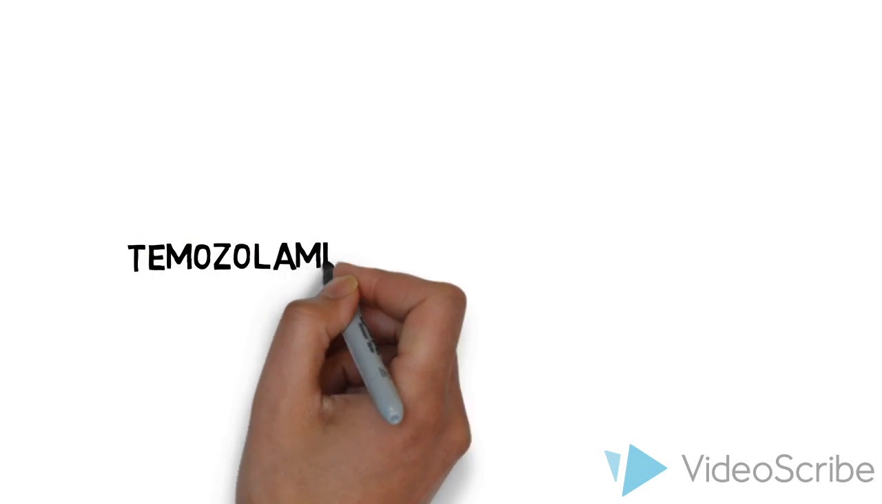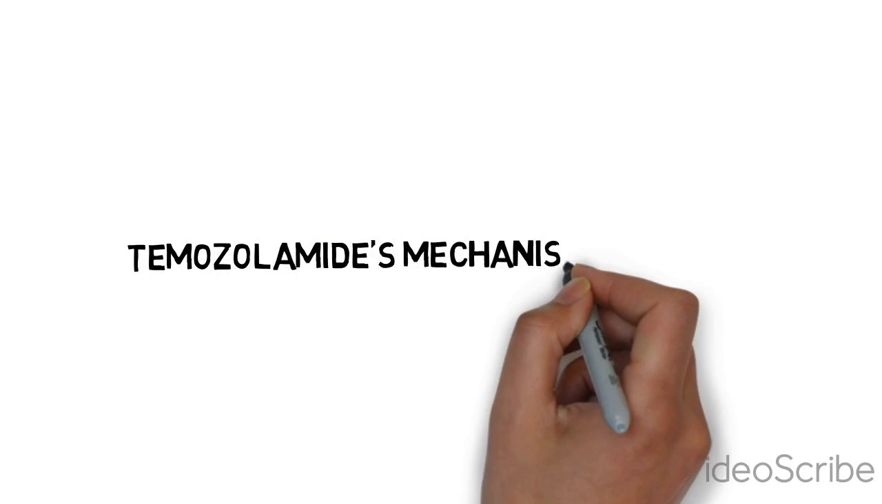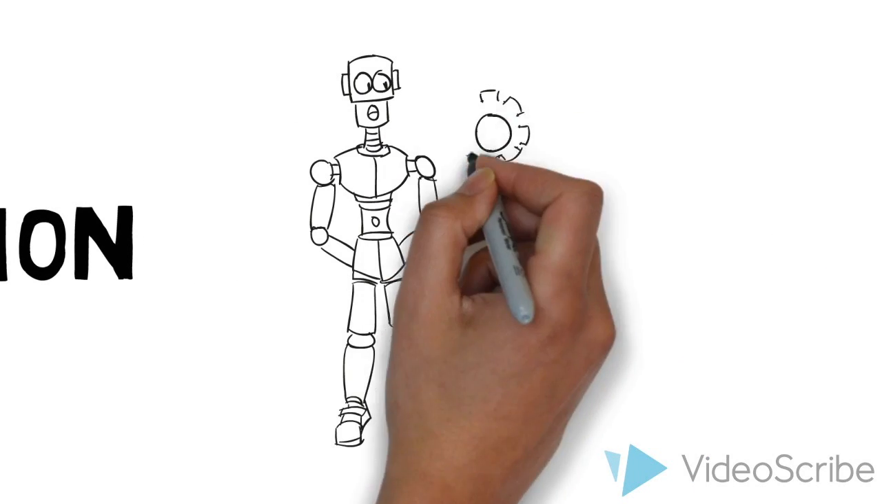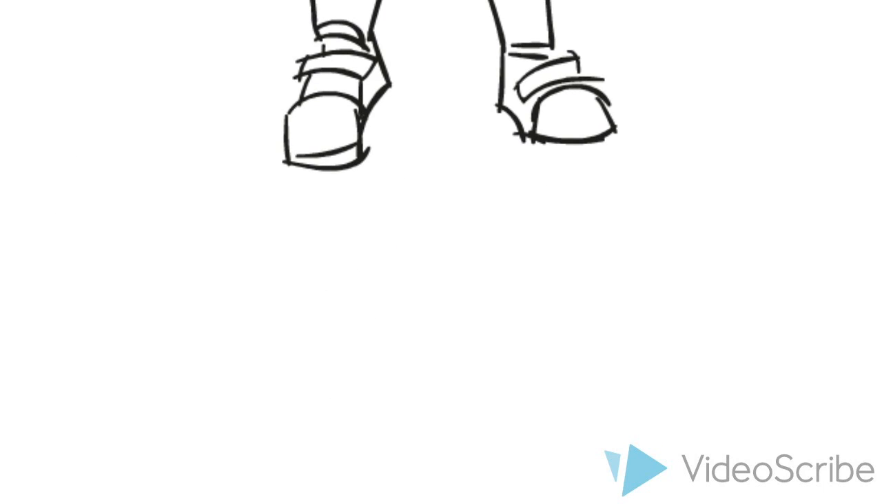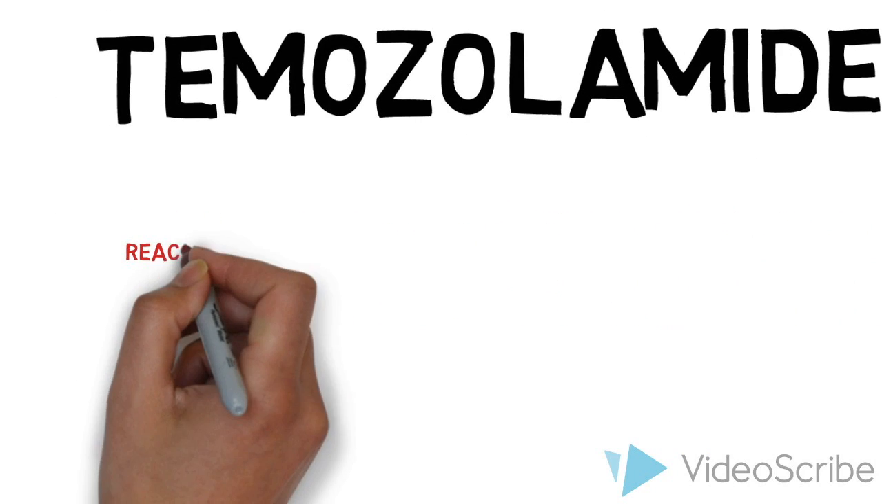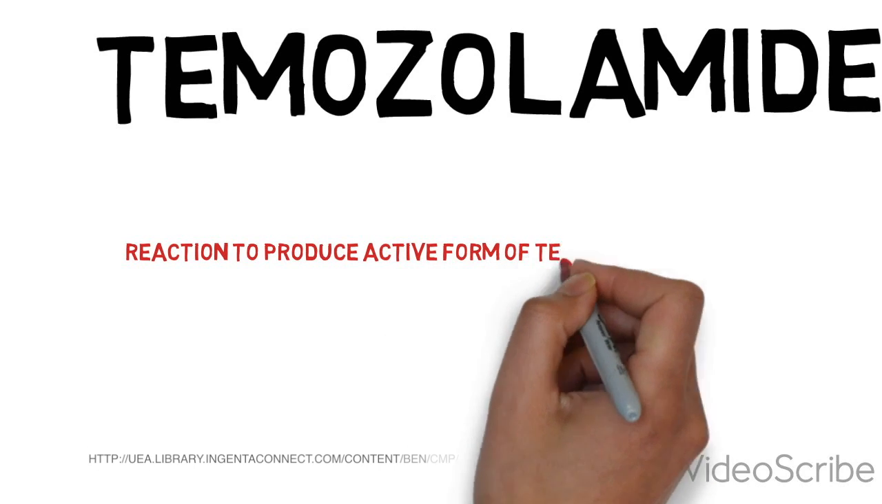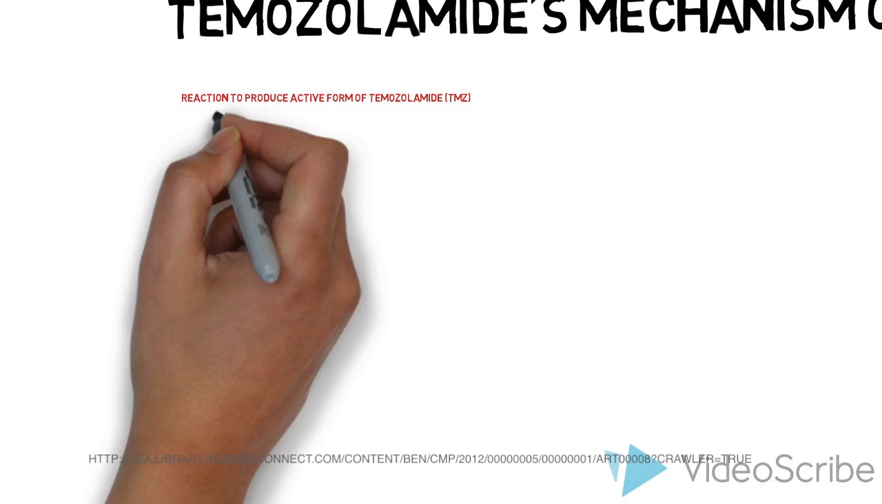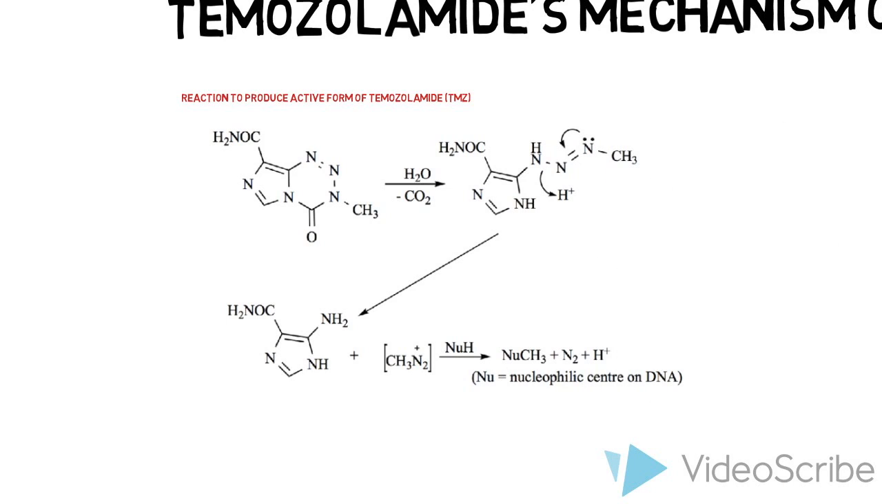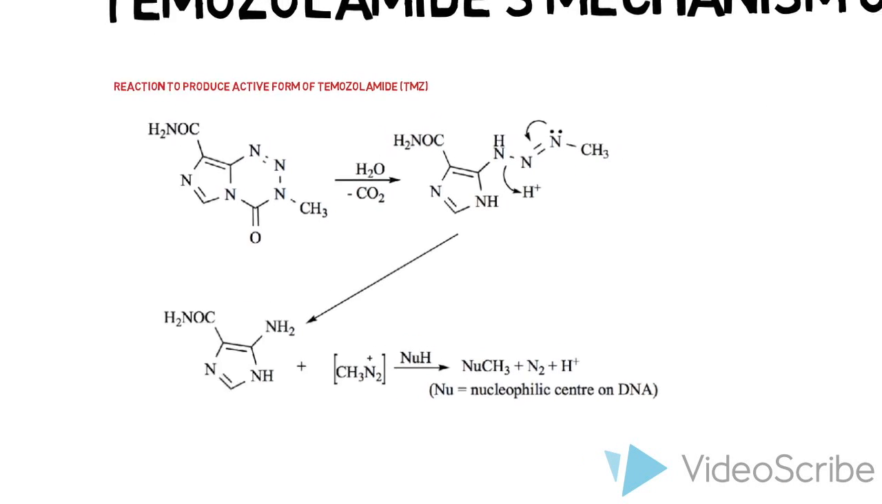Now it's time to talk about temozolomide's mechanism of action. It is a small lipophilic molecule that is an orally available non-functional DNA alkylating agent. TMZ acts as a prodrug, stable at acidic pH, so it permits oral administration but degrades above pH 7. The hydrolysis reaction of TMZ produces an electrophile called methyl diazonium cation.